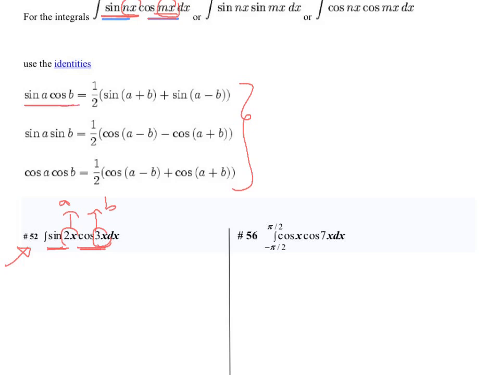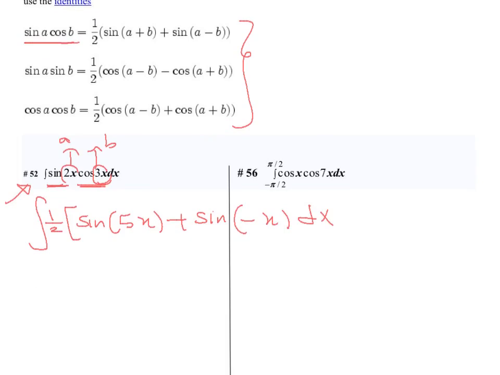And I'm going to use this identity, which is sine cosine. So it will be integration of 1 divided by 2 times sine a plus b, which is 5x, plus sine a minus b, which is 2x minus 3x, dx. So this is a plus b and this is a minus b. 1 over 2 can be written outside, and you have sine 5x minus sine x.